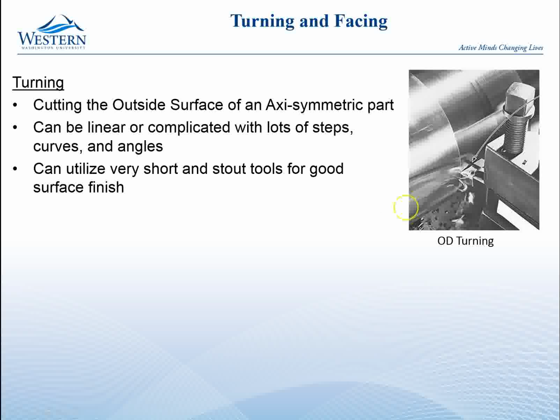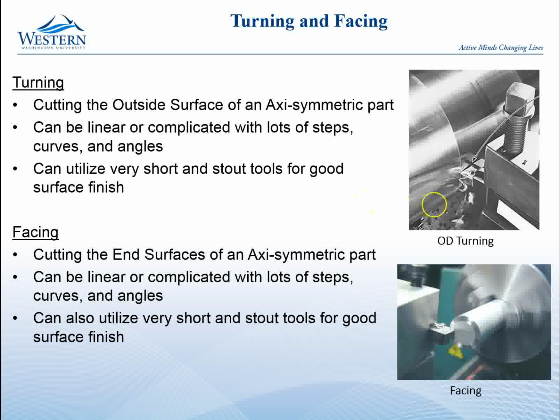And we typically use the shortest, stoutest tool that we can to get a good surface finish. We'd like to really not have any deflection in this system, so that's why they're big, thick tools. When you're facing across the end, that also can be a linear move, or it can be complicated with steps and then curves and all sorts of things. And again, we use short tools, though often they can't be quite as short because they have to stick out a little bit to get to the end of the part.